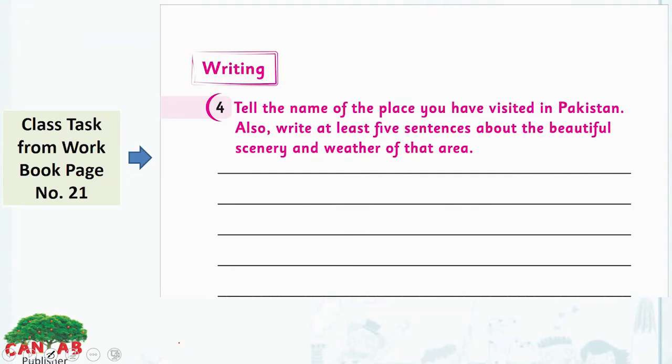This is also your class task from workbook, page number 21. Tell the name of the place you have visited in Pakistan. Also write at least 5 sentences about the beautiful scenery and weather of that area.